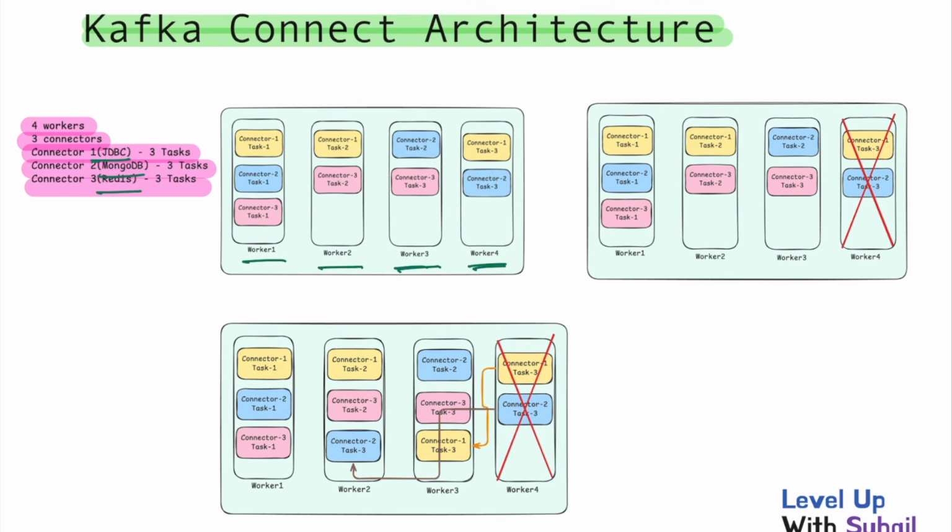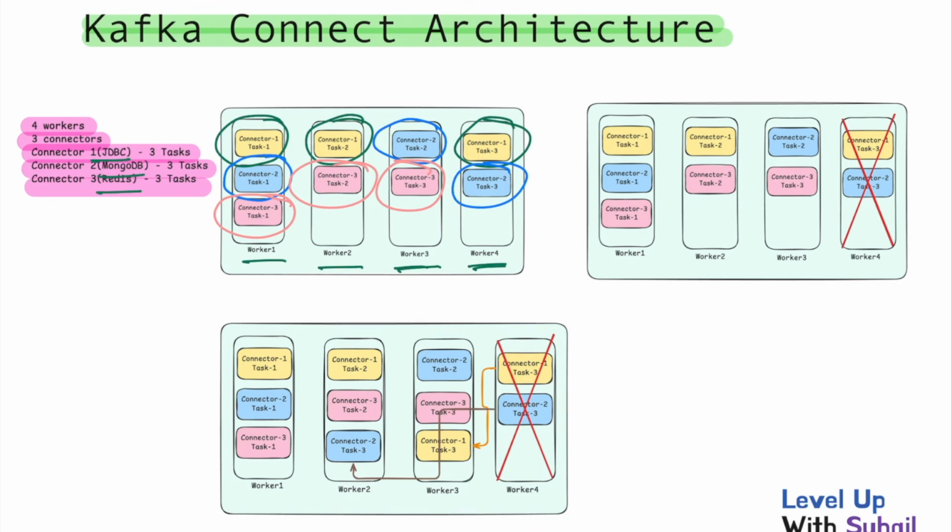As I mentioned, connectors can specify how many tasks they need for more parallelism. In this case, connector 1 tasks have been assigned to worker 1, worker 2, and worker 4. Similarly, connector 2 tasks are assigned to workers 1, 3, and 4. And connector 3 tasks are assigned to workers 1, 2, and 3. So this is the configuration we have. Now suddenly, worker 4 crashes.